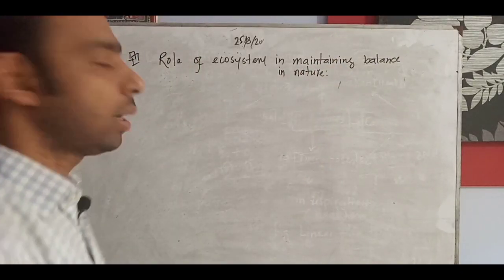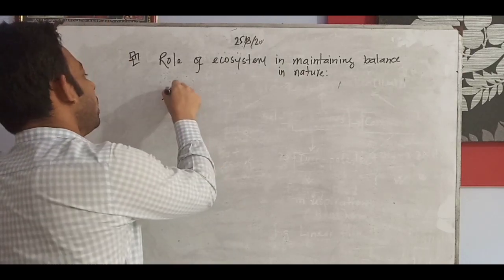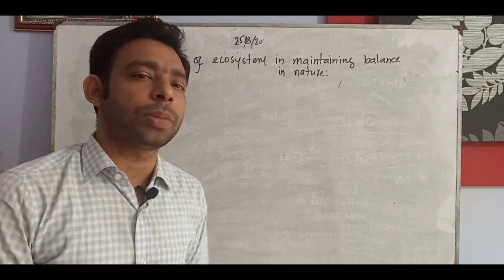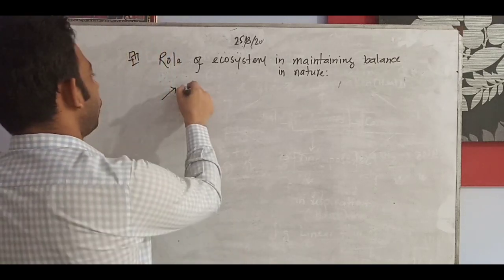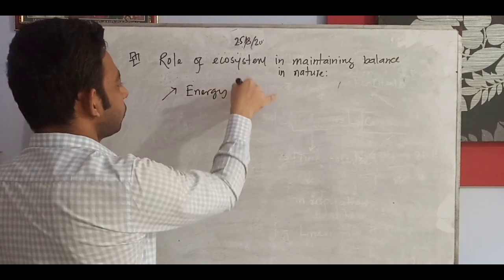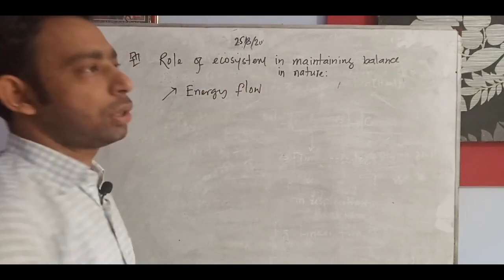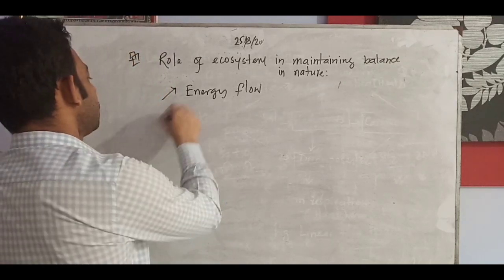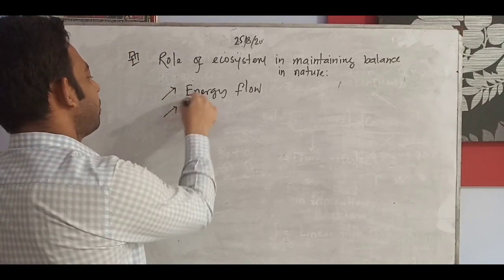It is another important thing we will try to understand. Why ecosystem? What is the importance of the ecosystem for ensuring the energy flow? In the ecosystem, energy flow is maintained, so ecosystem balance can be there. Stable interrelationship.